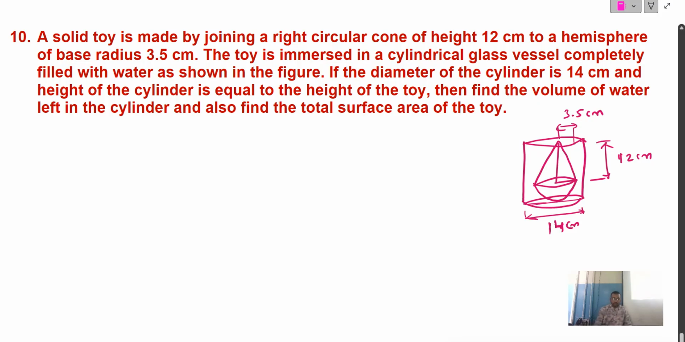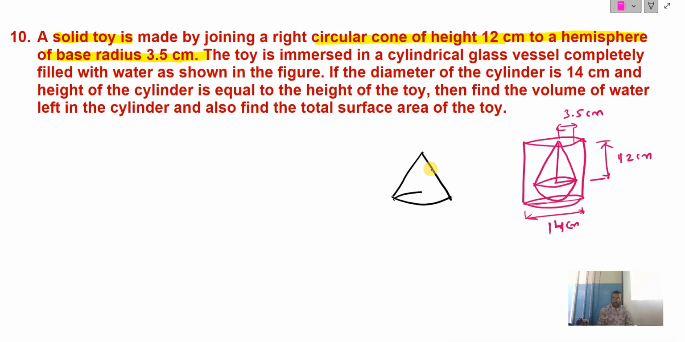And they have given the dimension. The height of the cone they have given as 12 centimeter. So this height is 12 centimeter. And the hemisphere radius, remember, this is called radius, right? So this radius is 3.5 centimeter. And already we know that either you take the radius of hemisphere or the height of hemisphere, both are the same. So from this we can say that even the height of the hemisphere is 3.5 centimeter. Now we got the complete dimensions about a toy.